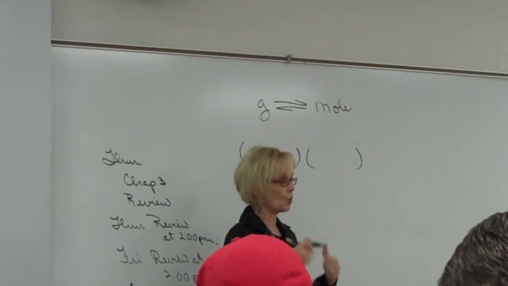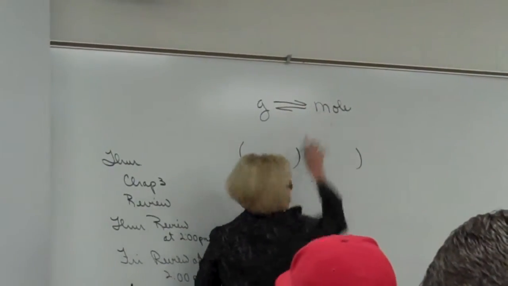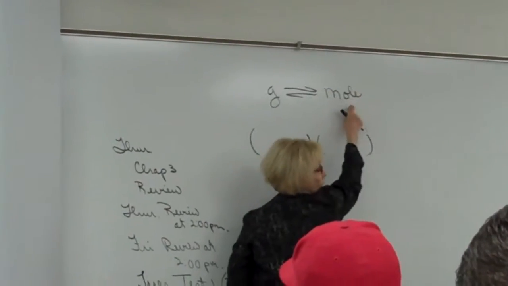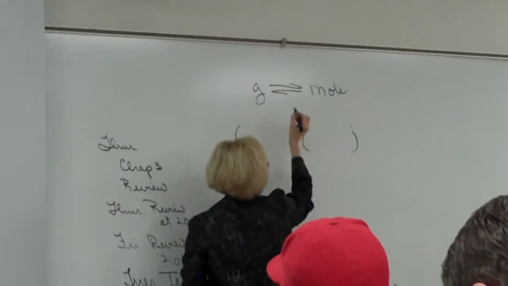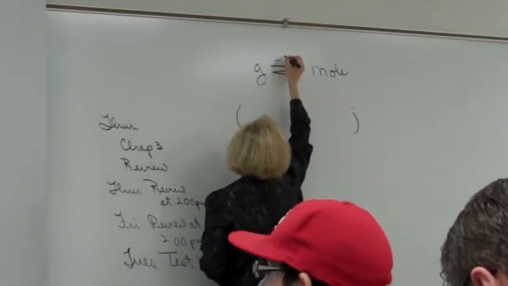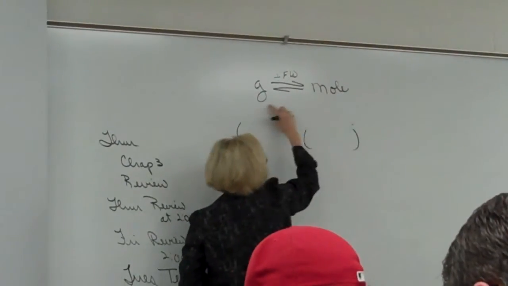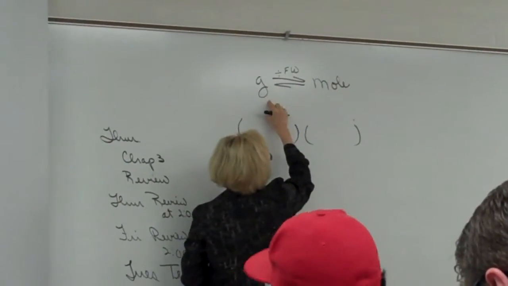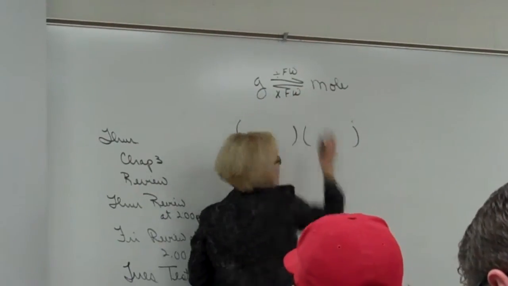Let's assume we're working with a compound. So if I want to go here, here to here, Nicole up front, what do I do? Divide by the formula weight. Good. And Tanya, if I want to run it backwards, what do I do? Multiply by the formula weight.